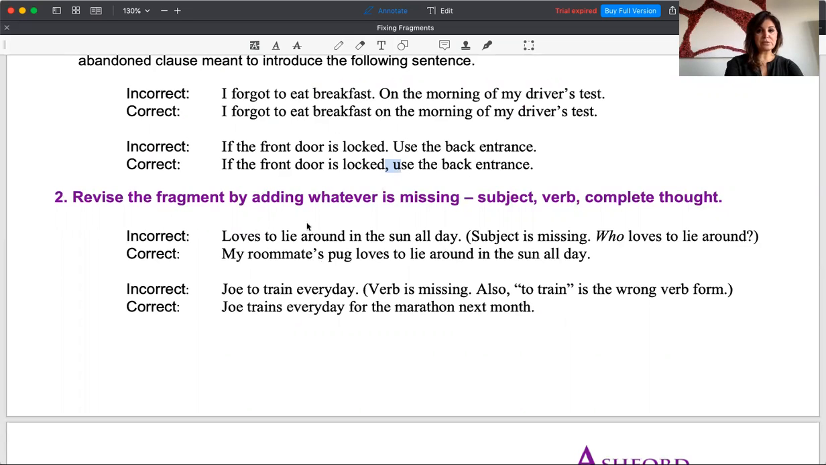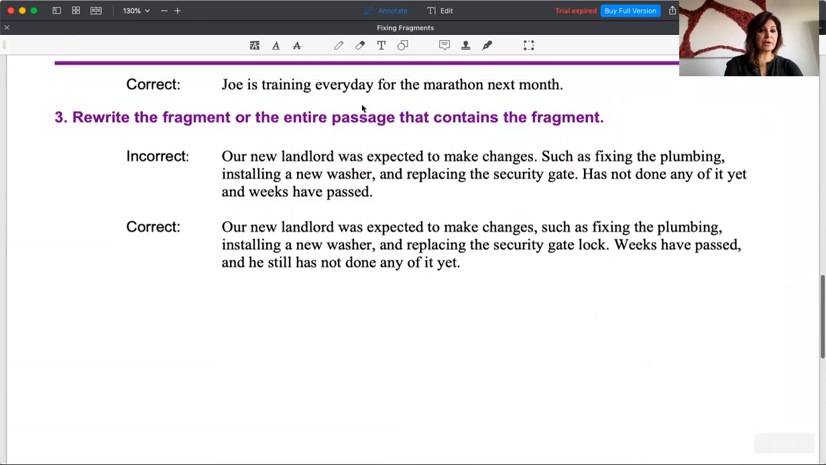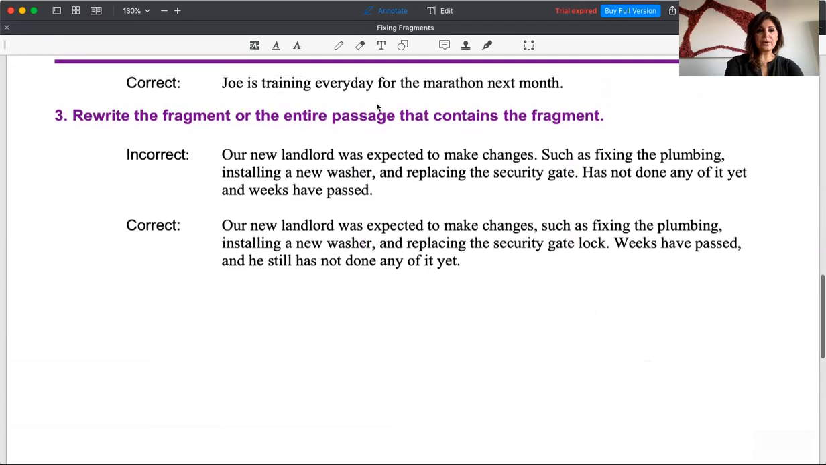If the subject is missing or the verb is missing, I can say, loves to lie around in the sun all day. The subject is missing in this case. I would say, my roommate's Pug loves to lie around in the sun all day. Also, it is incorrect as another example if I say, Joe to train every day. The verb is missing in this case. I can say, Joe trains every day for the marathon next month. The correct way, Joe is training, is another correct way. There's another correct way of avoiding fragments.